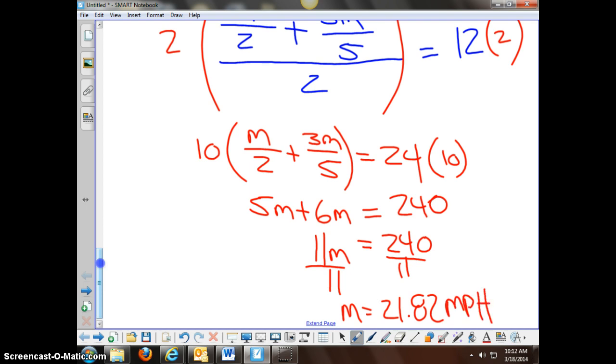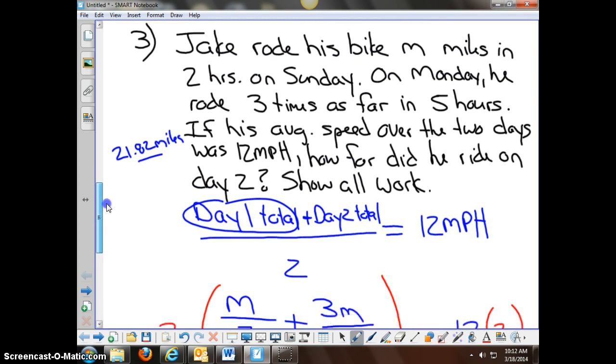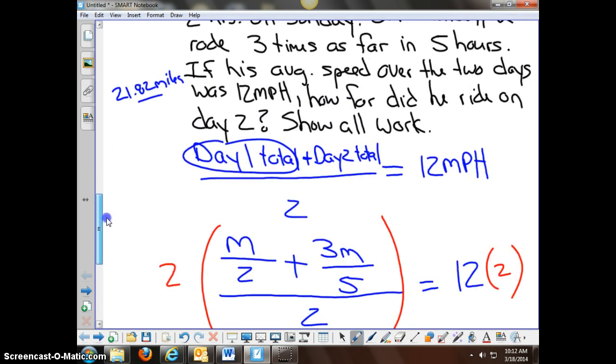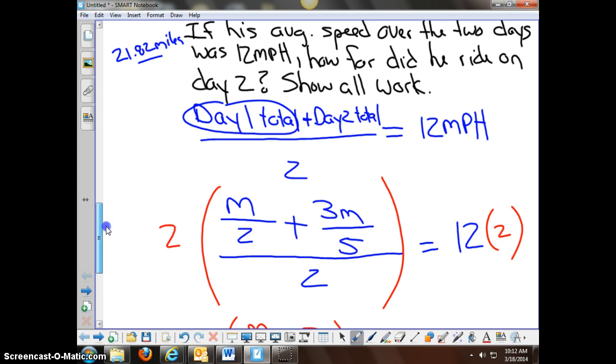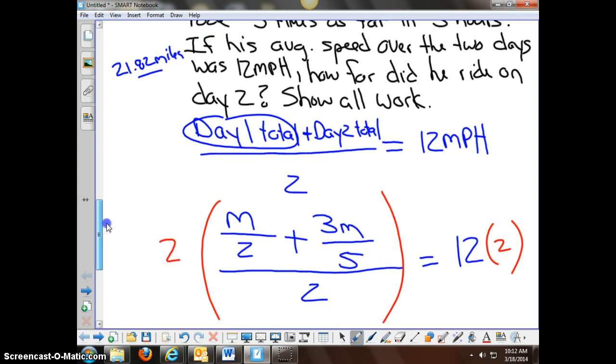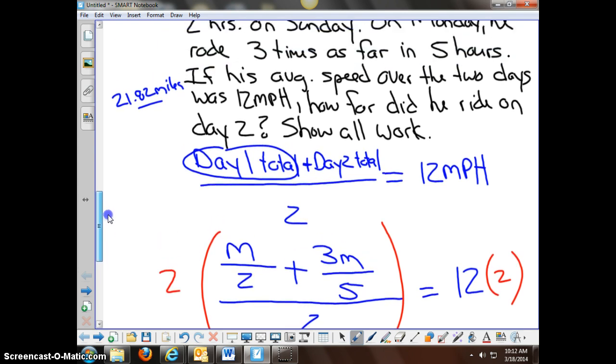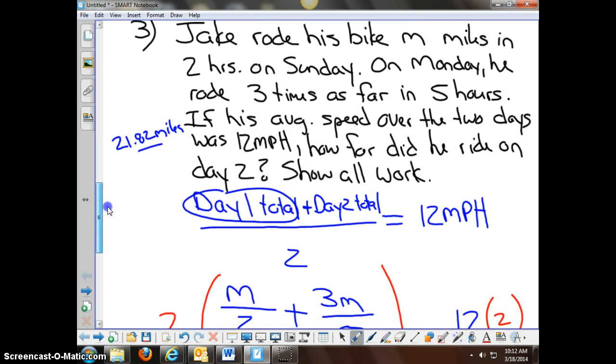The question, though, is not what m is. The question is how far did he ride on day number 2, right? Is that the question? Yeah. By the way, what is m? M would be miles, right? He rode his bike. Okay. Yeah. So how far did he ride his bike on day 2 total?